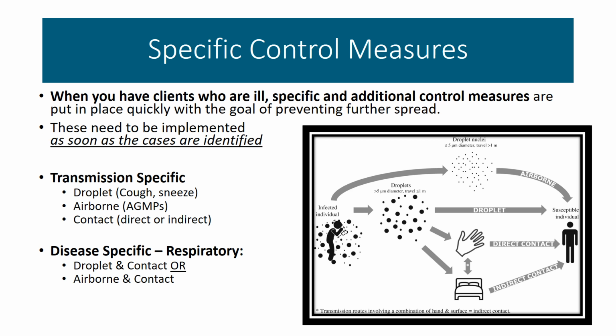Specific control measures. When you have clients who are ill, specific and additional control measures are put in place quickly with the goal of preventing further spread. These need to be implemented as soon as the cases are identified. Additional precautions are used in addition to routine practices for clients, patients, or residents known or suspected to be infected or colonized with certain microorganisms to interrupt transmission. When it is a respiratory infectious agent or outbreak, the transmission-specific control measures will reflect the ways in which the infectious agents can be spread. So either through droplets, so a cough or a sneeze, airborne through aerosol-generating medical procedures, used with CPAP or high-flow oxygen, or contact of an infectious person or their environment.